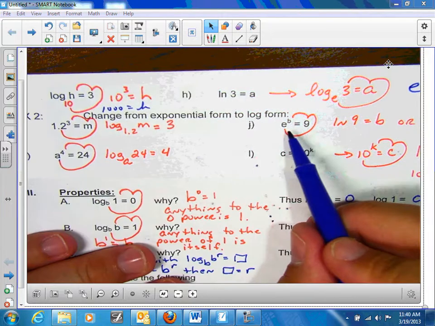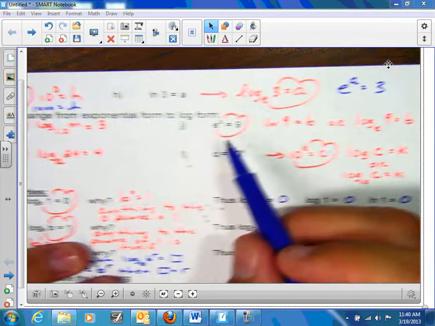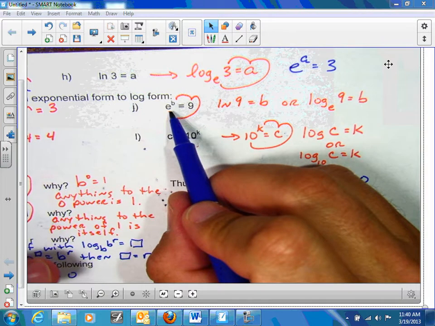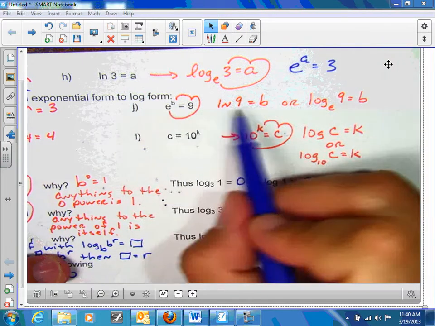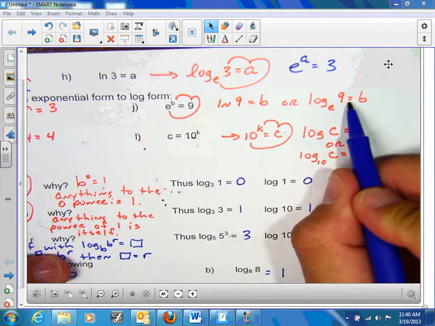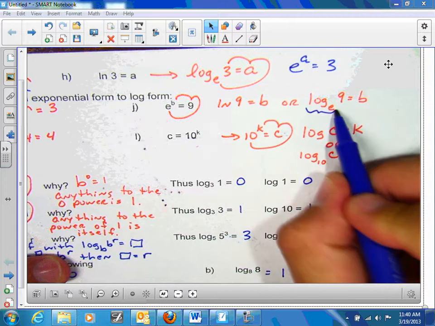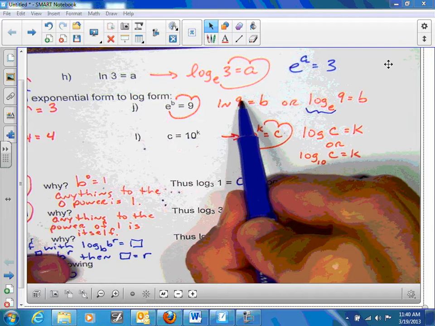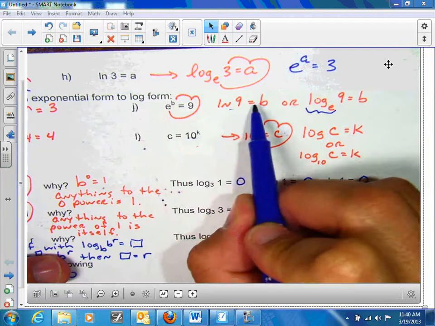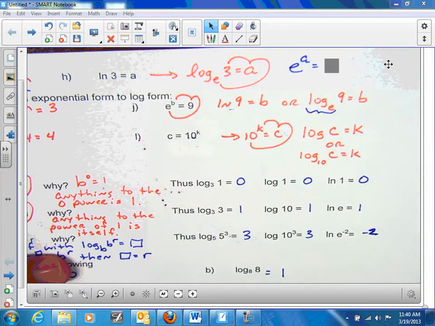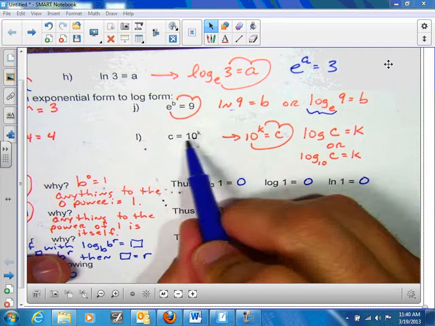Over here, this is a natural log. As soon as I see the e, I think, okay, I can write it as log base e of 9 equals b. And because this is a natural log, I can simply write ln 9, meaning natural log of 9, is equal to b. And then finally, c is equal to 10k.